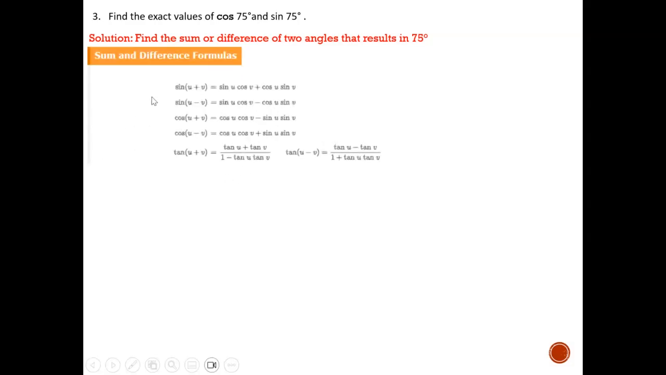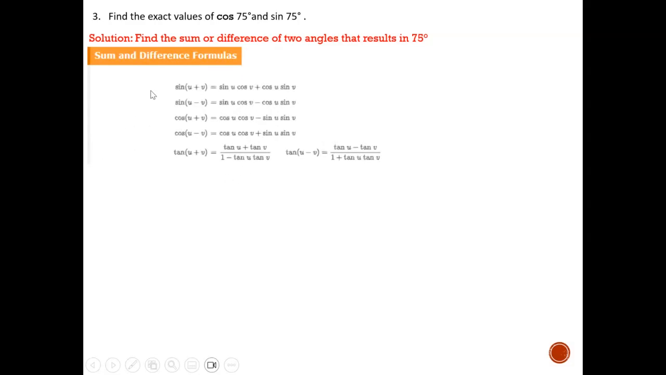Now it says find the exact values of cosine of 75 degrees and sine of 75 degrees. Hey guys, if we notice, 75 degrees is not a perfect angle in the unit circle, even though 75 degrees is between 0 and 360, but it's not one of those perfect triangles like the 45, 45, 90 and the 30, 60, 90 triangles. Because our unit circle is based on those triangles, and 75 degrees is not part of those triangles. So how do we get the answer then?